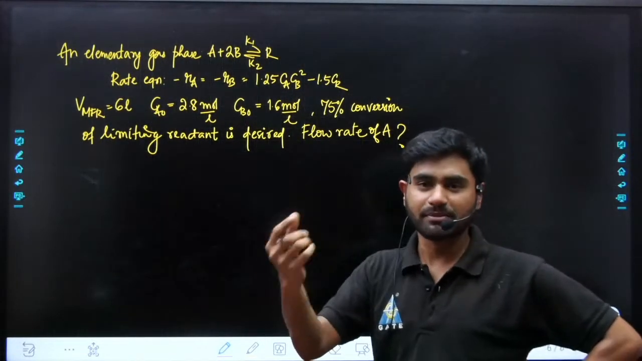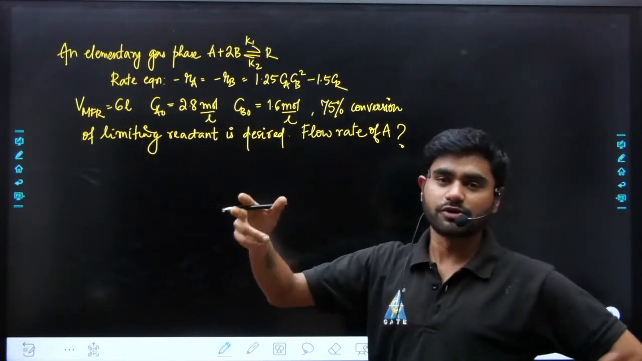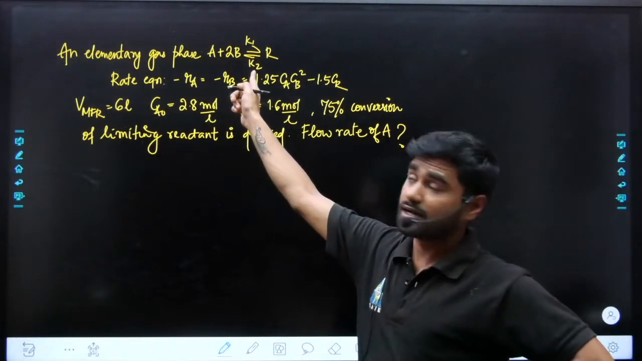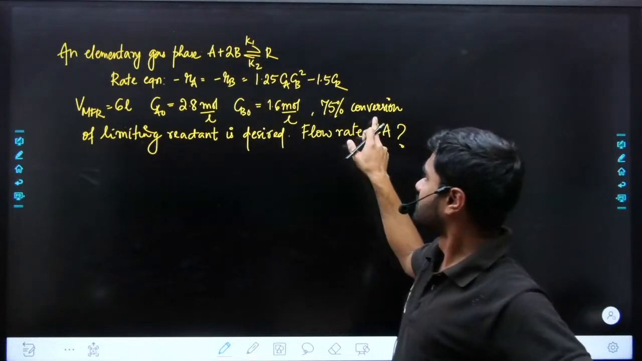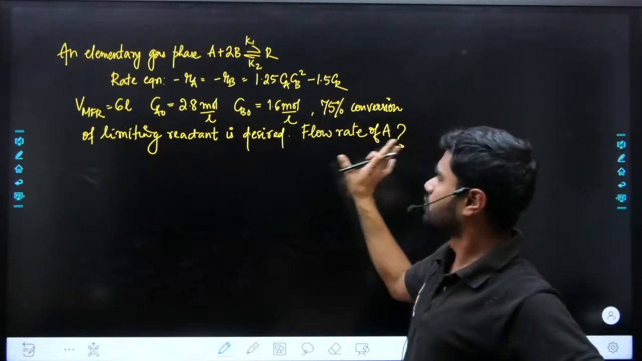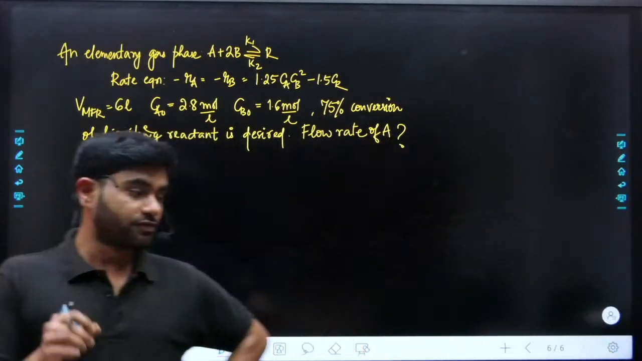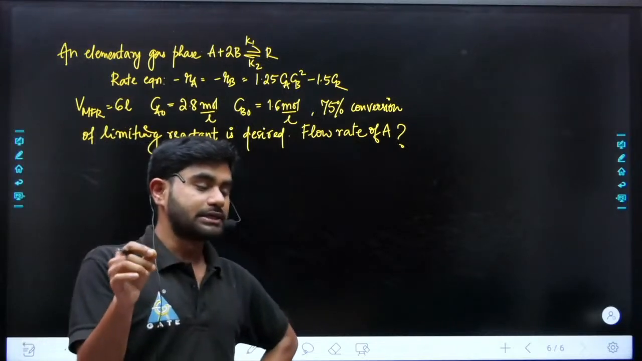The performance equation of MFR has to be used somewhere. CA0, CB0 have been given, the initial concentrations of both A and B. The 75% conversion is based on the limiting reactant, and the flow rate of A has been asked. A very typical question. First we need to identify whether it is right or wrong.